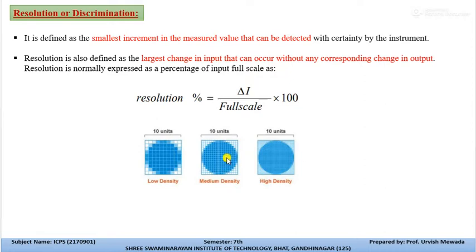Now, resolution can be measured with the help of delta I, divided by full scale, into 100. Resolution is also defined as the largest change in the input that can occur without any corresponding change in output. Whenever the input comes, your system responds according to that input, and that is called the resolution of the system. So resolution is normally expressed as a percentage of input full scale. From this equation we can calculate the resolution of the instrument which we use in the instrumentation system.